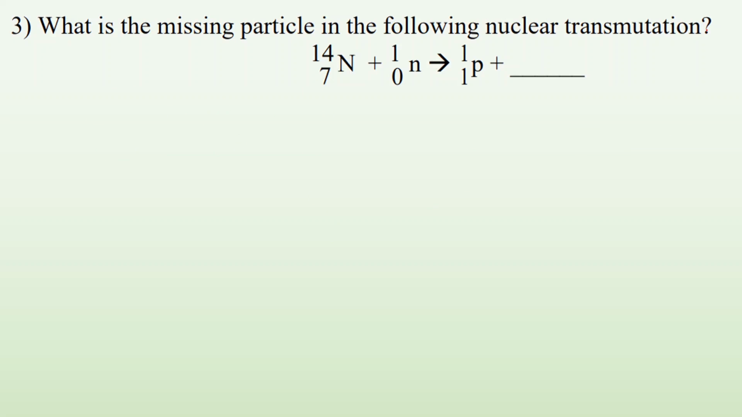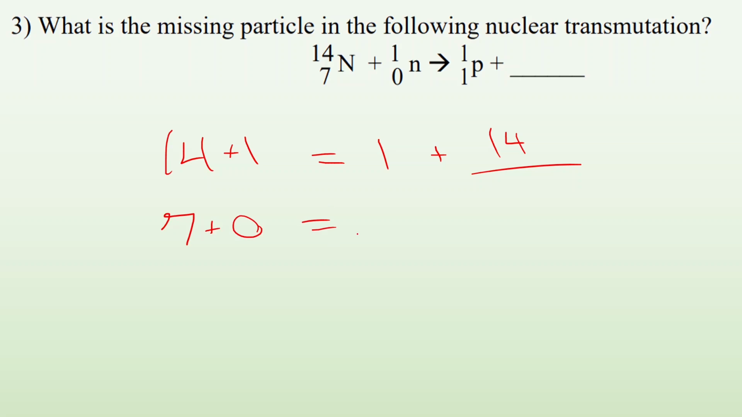All right, number 3, what is the missing particle in the following nuclear transmutation? Same process. If I take a look at the masses, I have 14 and 1 has to equal 1 and some missing thing. The missing mass is 14. Do the same thing with the charges: 7 plus 0 from the neutron has to equal 1 plus whatever's missing. To keep that balance, it's got to be 6. So what has a charge of 6 and a mass of 14? Carbon. So that is the missing thing.